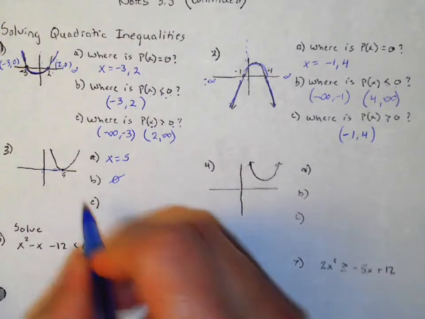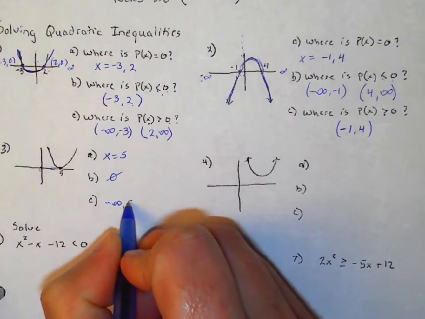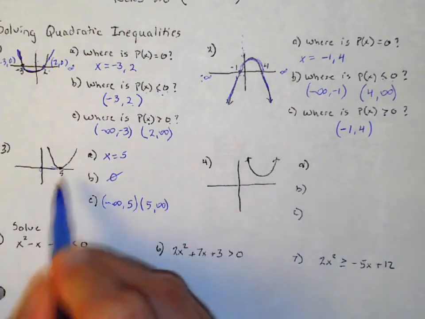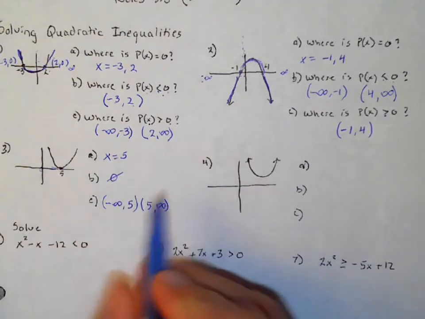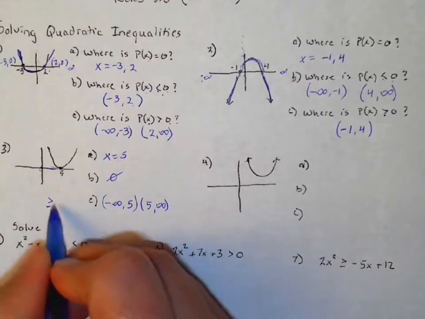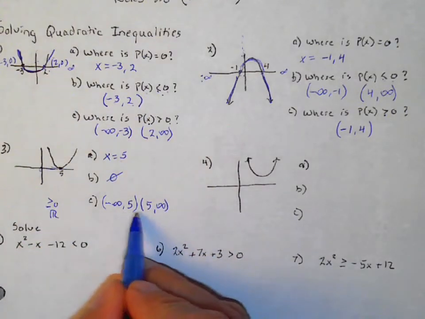And C, where is it greater than 0? It's greater than 0 from negative infinity to 5, and then also from 5 through infinity. But at 5, it's 0. So now if I said, where is it going to be greater than or equal to 0, then it would be all real numbers. But it's not equal to in this problem here.